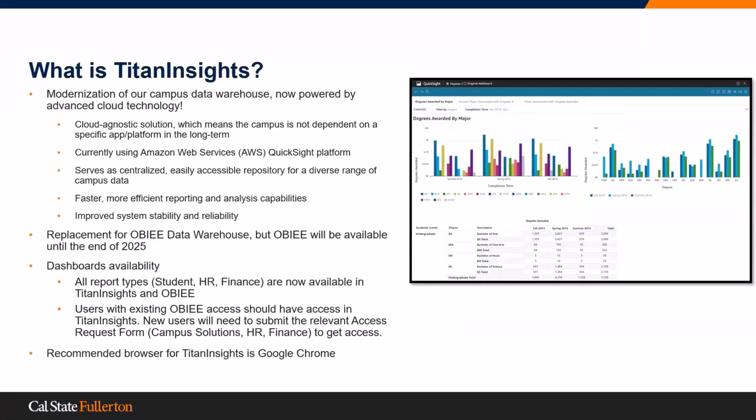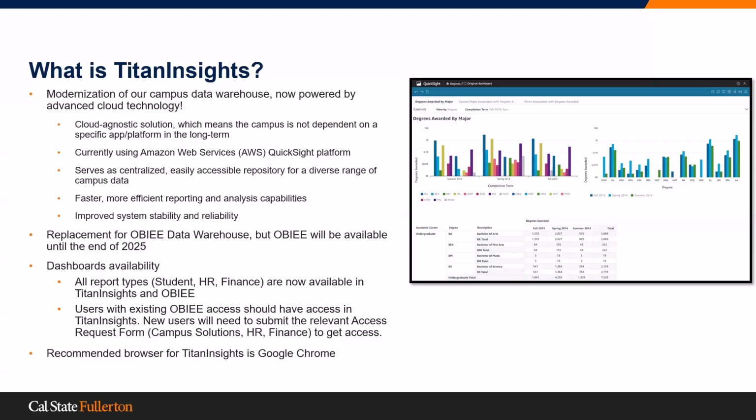So what is Titan Insights? It's a modernization of our campus data warehouse. It now has advanced cloud technology. They call it a cloud agnostic solution, which simply means we're not dependent on a specific platform in the long term. So right now, what we're going to be using is Amazon Web Services or AWS QuickSight as a platform for our data warehouse. But if we decide to move to a new platform in the future, the way that we set it up now, it should be a lot easier to move those reports to the new platform without taking as much work as it did to move from OBIEE to Titan Insights.